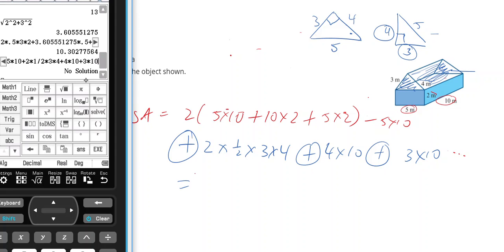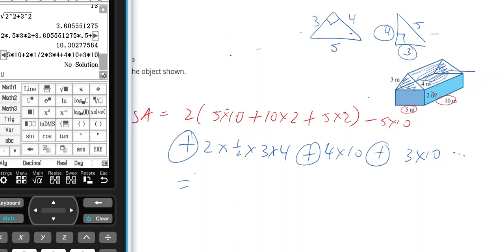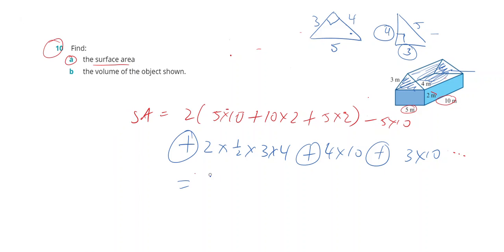I've typed in something wrong. Okay, so whenever you get something like no solution, you should look at what you've typed in. Okay, so see how it equals there. Oops. Plus, and I've got to make sure I type in the right times 10. Okay, that should be minus 5 times 10. 192. Okay, so my final answer is 192 meters squared because of surface area.